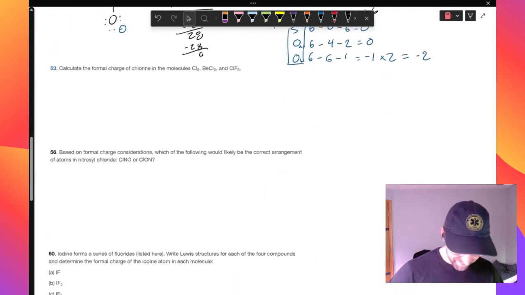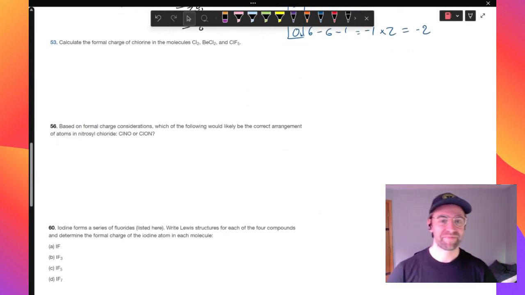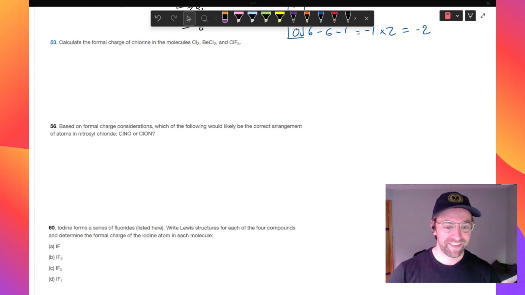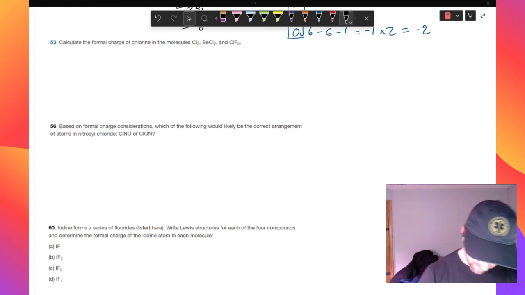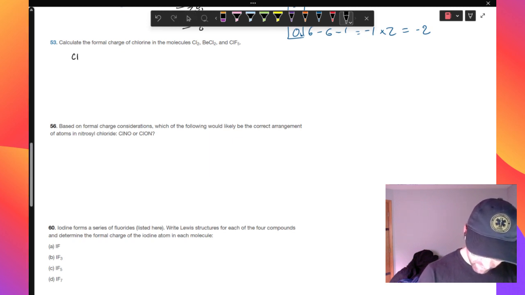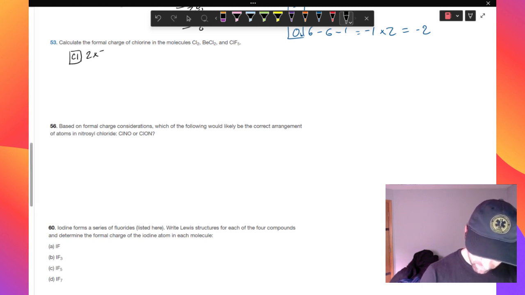So moving on, let's take a look at 53. We're going to calculate the formal charge of chlorine in 3 different molecules. We have chlorine with chlorine. So for number of electrons, 14 total.